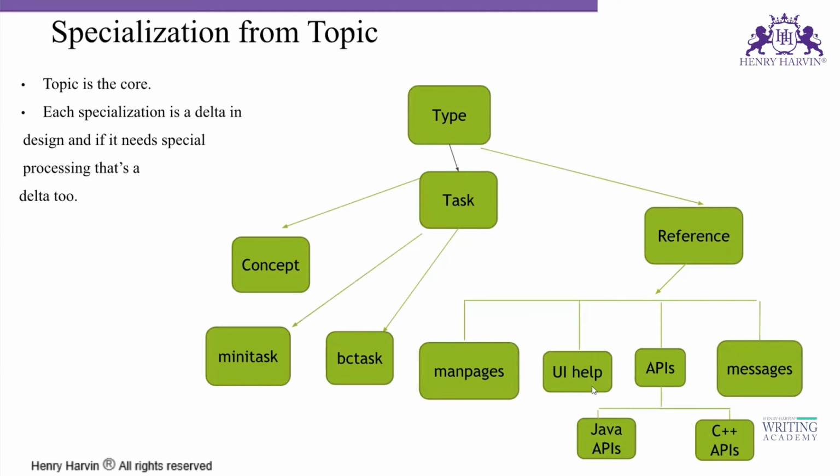Now this is the typical flow chart, or the hierarchy, that it helps with. First of all, there is a type. Then we have three things: concept, task, and reference. Under task we can have different things, and under reference we can have different things. Reference basically talks about everything related to the product. Here they have talked about software, which is why you see a lot of software and technical terms.